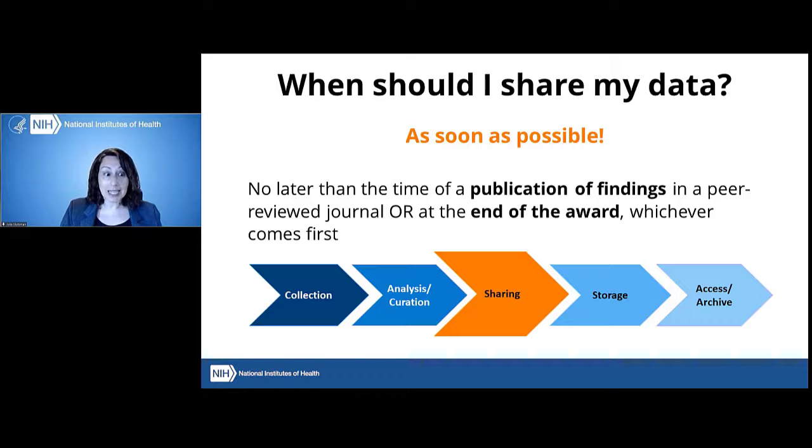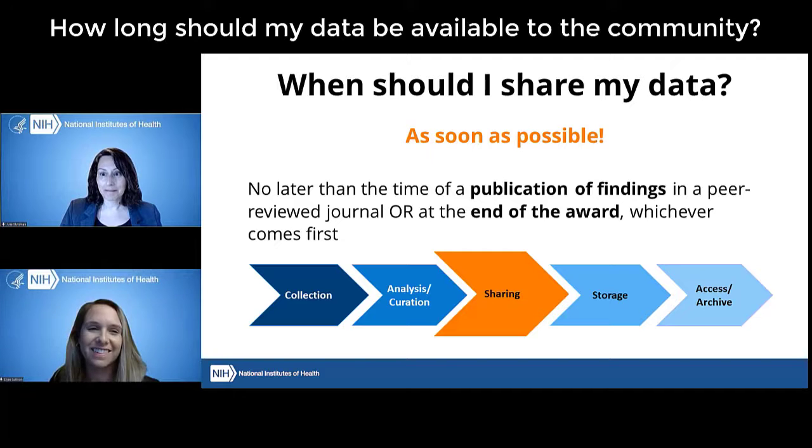If the competitive renewal is not successful, applicants will still have to comply with the timeline in the approved DMS plan from the initial performance period. There is an FAQ on the sharing.nih.gov website with more detailed information to help you understand and plan for the timing of data sharing. Thanks.